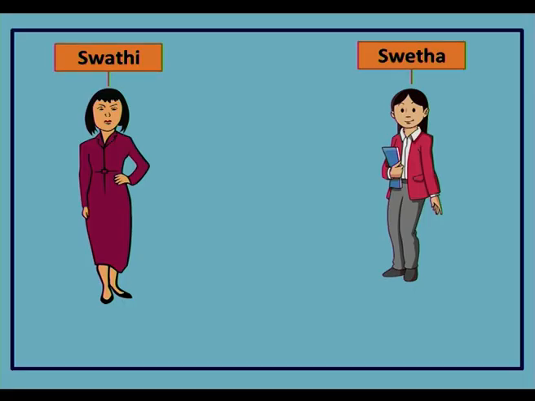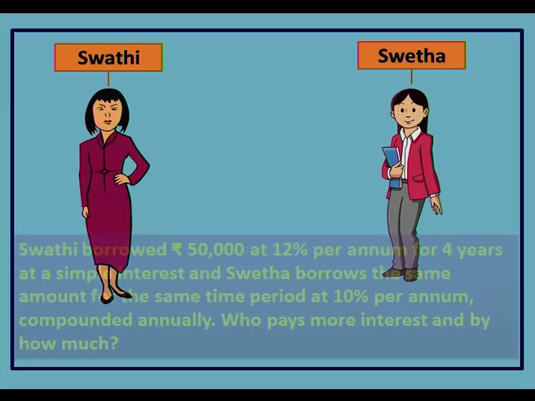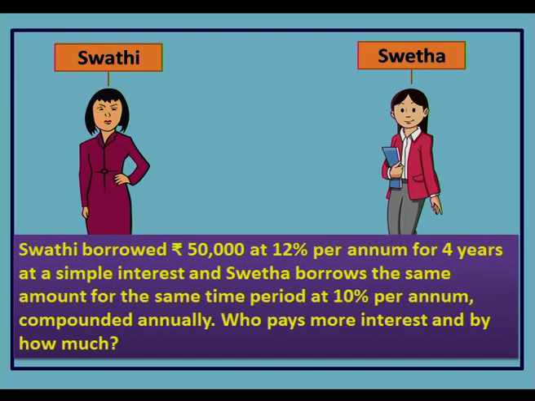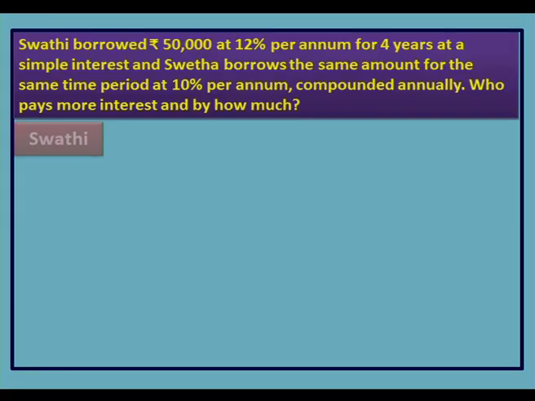So, now let us apply the concept of compound interest in solving Swati and Sweta's problem. Swati borrowed 50,000 at 12% per annum for 4 years at simple interest, and Sweta borrows the same amount, and the time period is the same, but at 10% per annum compounded annually. Now, let us see who has to pay more interest and by how much. Let us see the case of Swati.